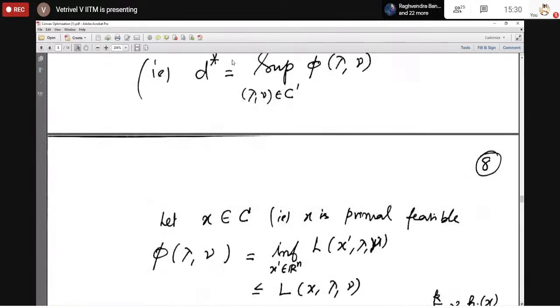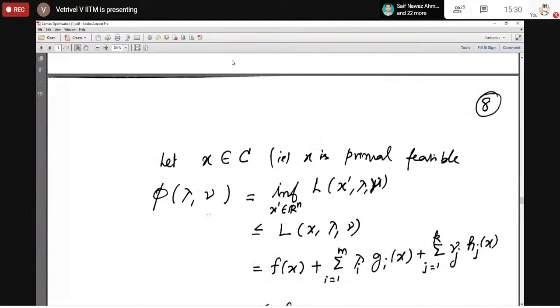So if I write down this phi of lambda, nu, let us take some primal feasible point, let's say x, be a primal feasible point. And then I consider this phi of lambda, nu. What is phi of lambda, nu? By definition, it is the infimum of the Lagrangian. The infimum is taken over the first variable x; since I already used x here, I have put x prime. So by definition of infimum, this is less than or equal to L of x, lambda, nu. What is x? x is the feasible point, a sample feasible point.